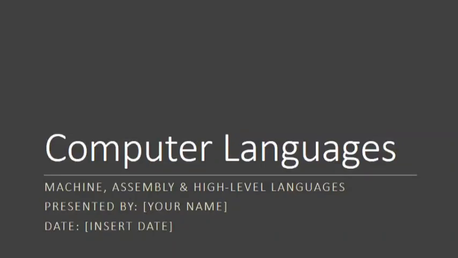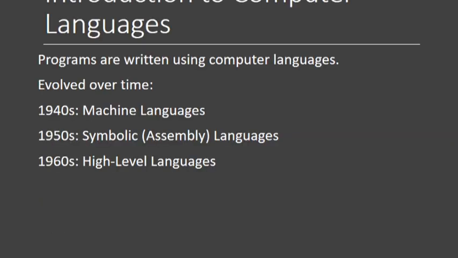About computer languages. So, introduction to computer languages. Programs are written using computer languages. Every program you are going to write, you should use a language to write it. For example, C language, C++, Java, SQL. Any program you are going to write, you write with a language.